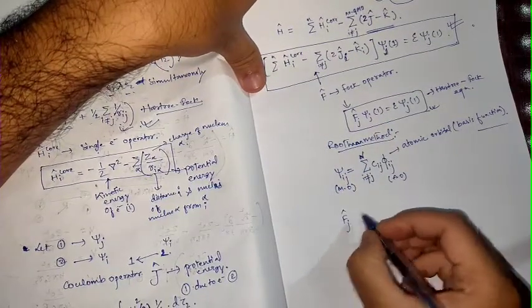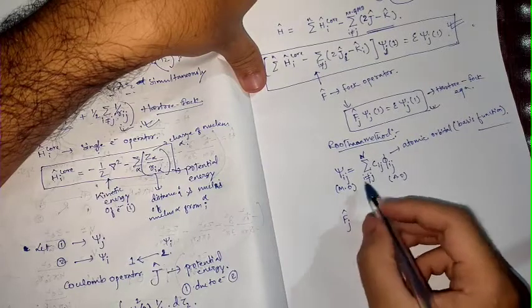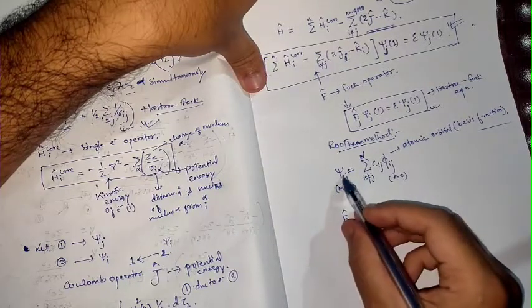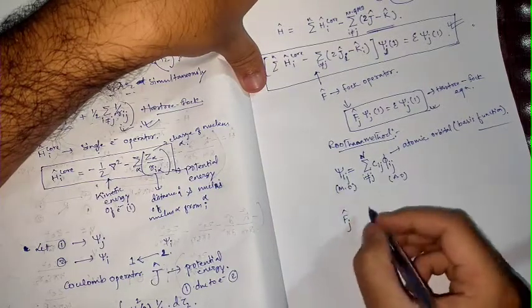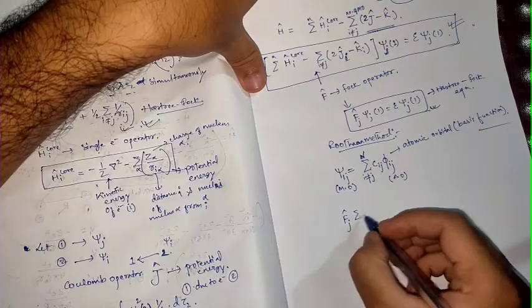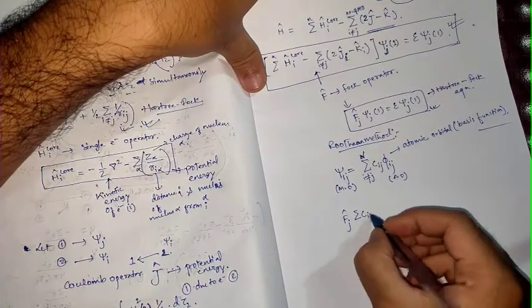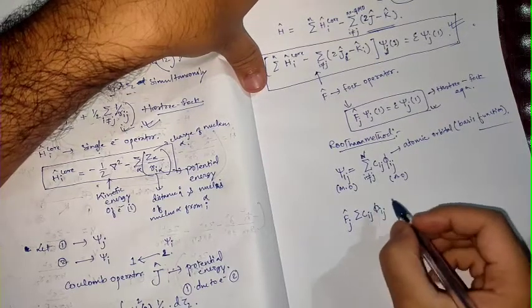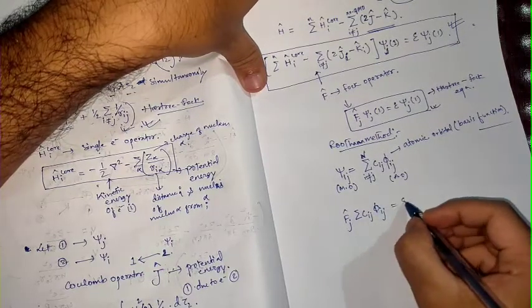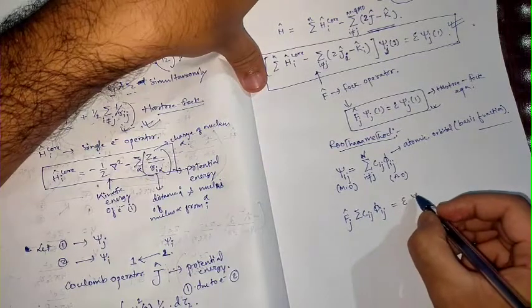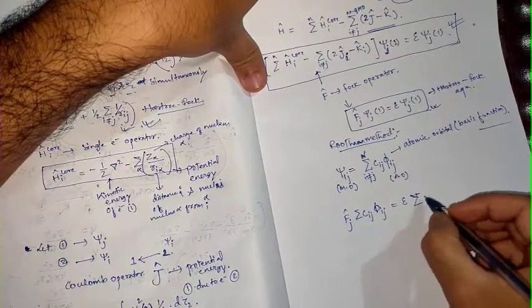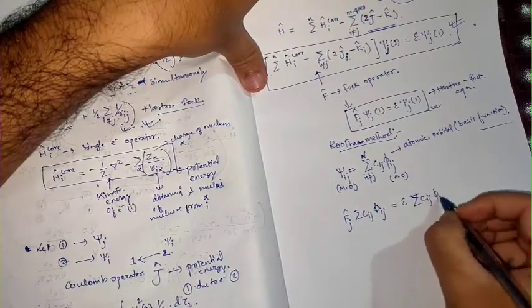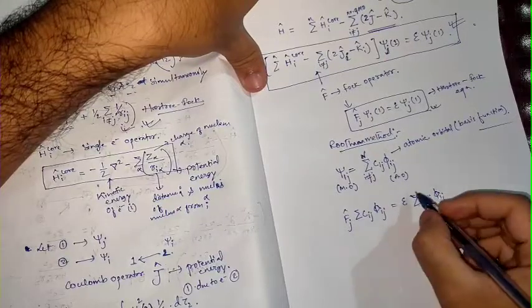F cap j, suppose this is a psi j, we have considered it psi j. Then it becomes the summation of Cij and phi ij, that is equal to E times the summation of Cij phi ij.